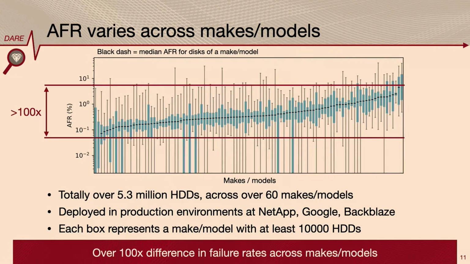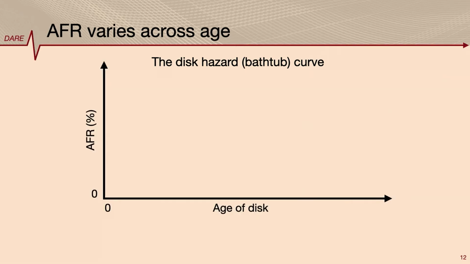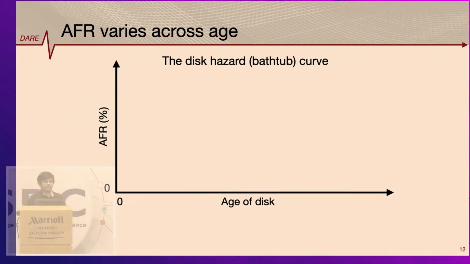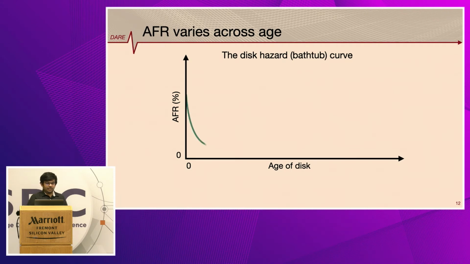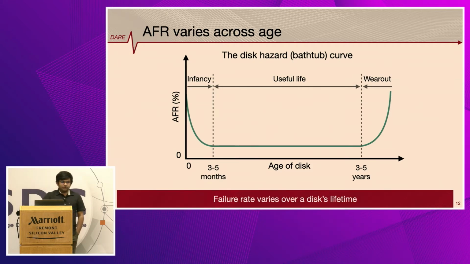Okay, so not only does AFR vary across disk makes and models, but it also varies across a disk's lifetime. To show that, I use the disk hazard curve, or the bathtub curve, which has the age of the disk on the x-axis and the AFR on the y-axis. The start of the bathtub curve is when disks face a high failure rate in terms of infancy or infant mortality. This is followed by a low stable failure rate regime, the useful life. And finally, we have the high failure rate wear out. So failure rate also varies across a disk's lifetime.